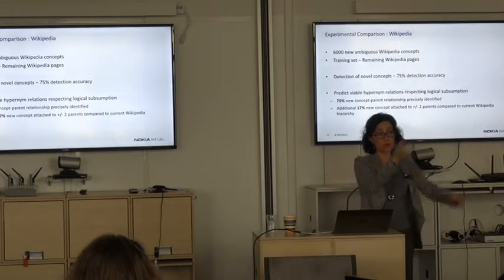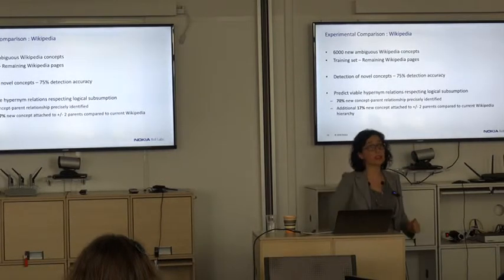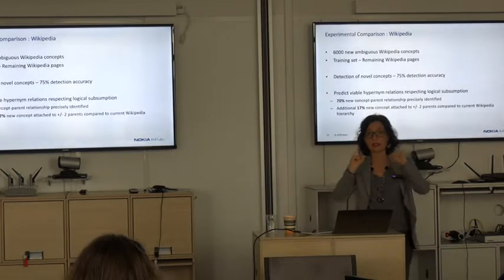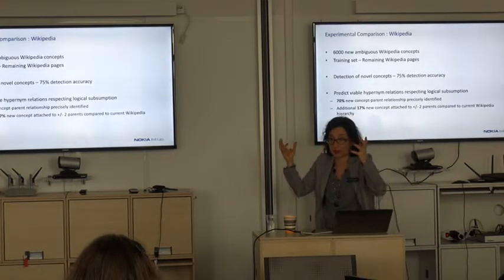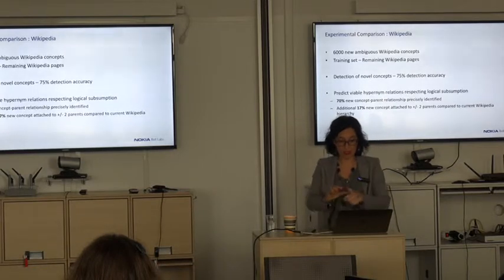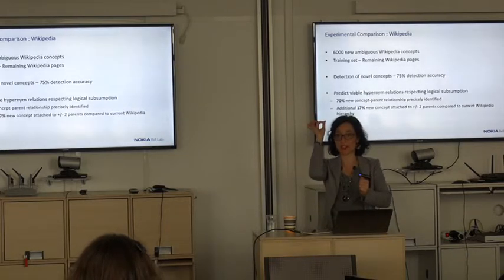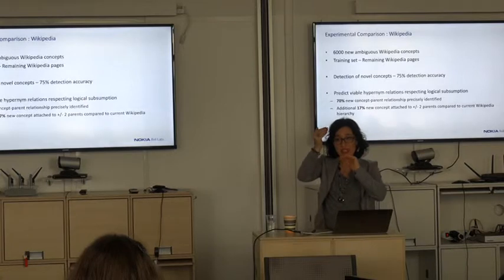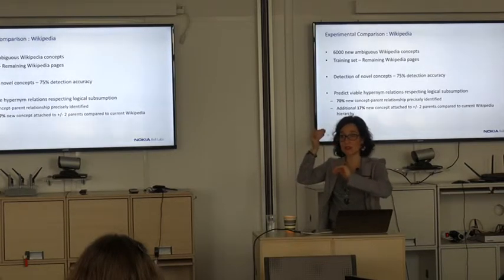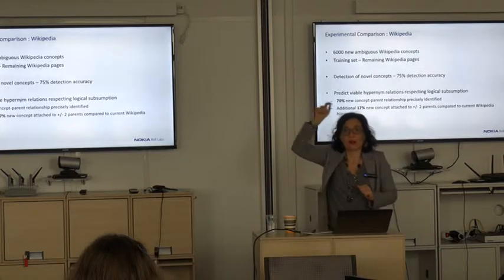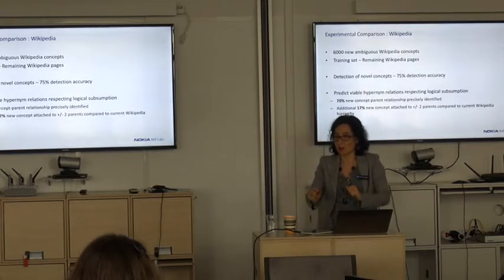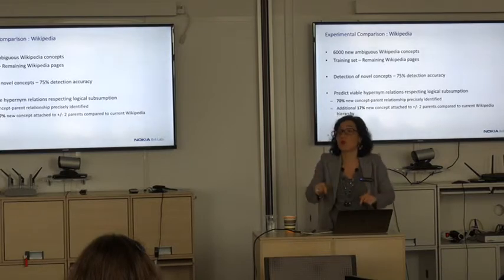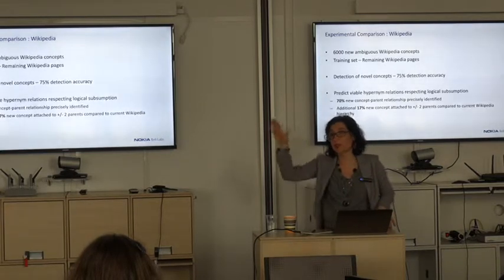75% of those were identified as topics that we could reingest because they were identified from our algorithm as new concepts. Among those 75%, 70% of those concept-parent relations were precisely matched. And another 17% were matched with plus or minus 2. Okay? So 2 parents too high, 2 parents too low, with respect to what's today in Wikipedia that we used as the ground truth.